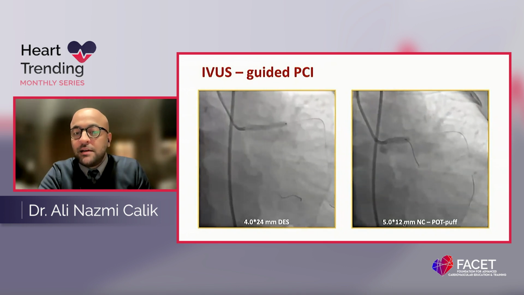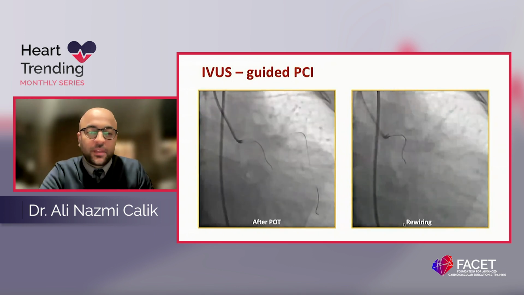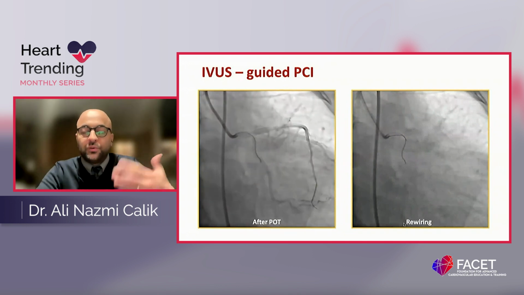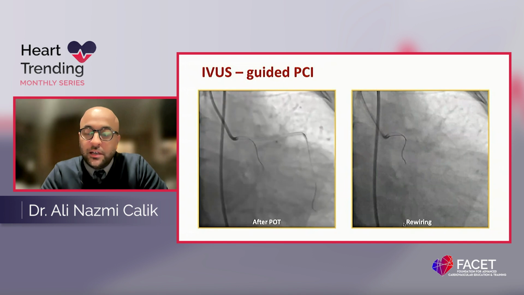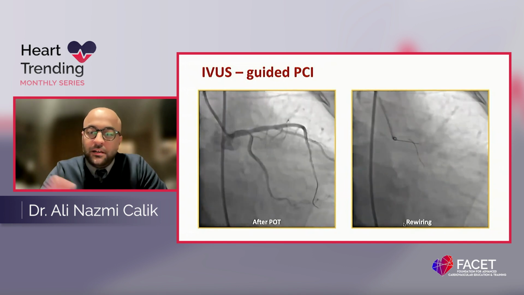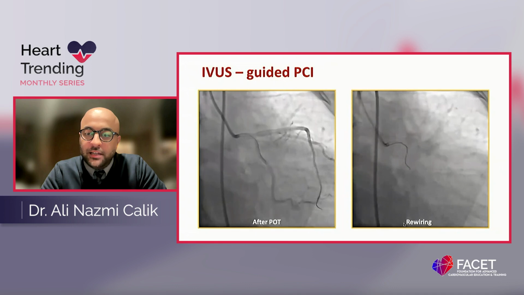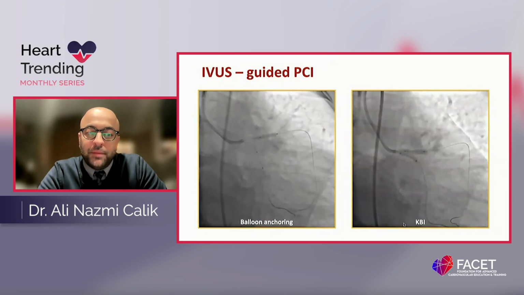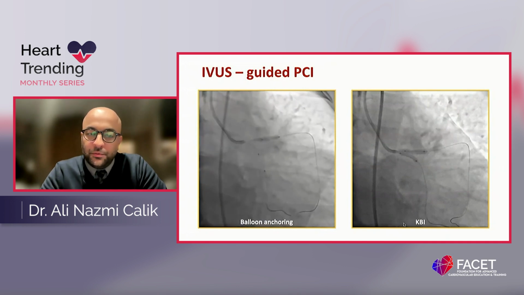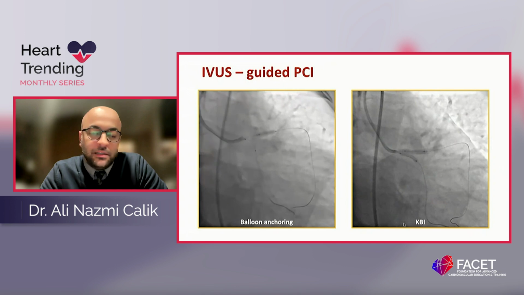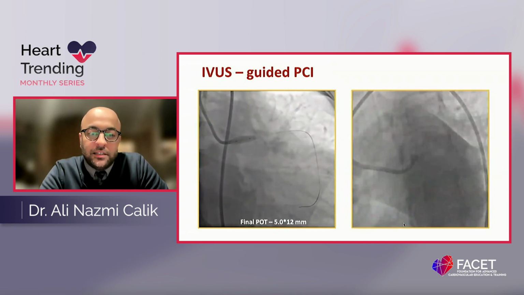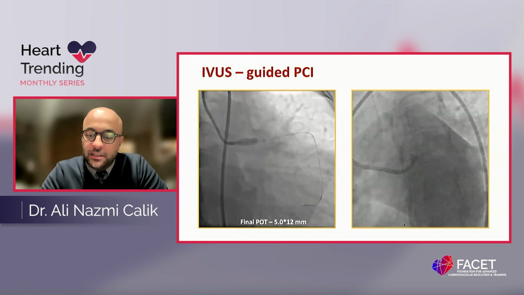And then the second step is POT, which is mandatory. And the third, at the left-hand side, this is the view after the POT. Then we rewired by pulling back the LAD wire and going through the distal strut. And then I parked the balloon in the main vessel, then advanced my second kissing balloon with the help of balloon anchoring in the main vessel. And then after kissing balloon, I did the final POT, and this is the final result.